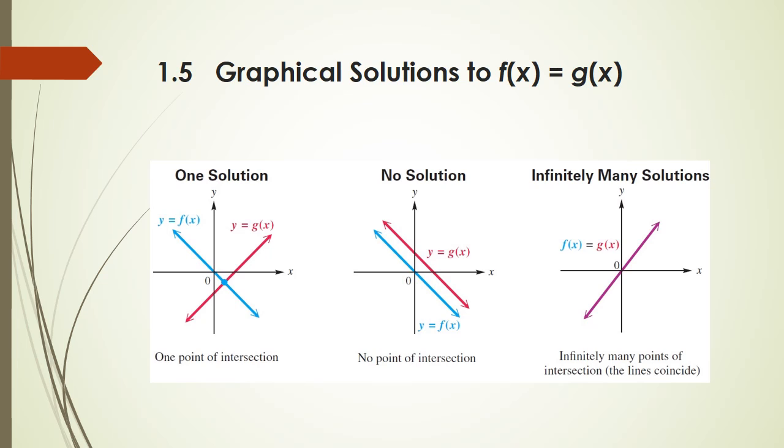Graphically, when we have two linear expressions that are equal to each other, we have 3 possibilities. There could be one solution, and that means that the lines intersect at exactly one point. We could have no solution, in which case the 2 lines are parallel, or we could have infinitely many solutions, in which case both expressions actually represent the same line, so they're on top of each other. All of the points on one line coincide with all of the points on the other.